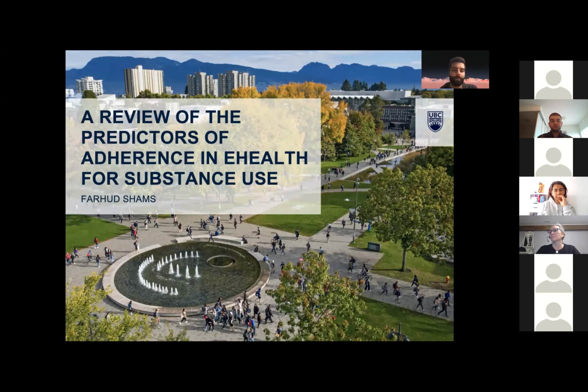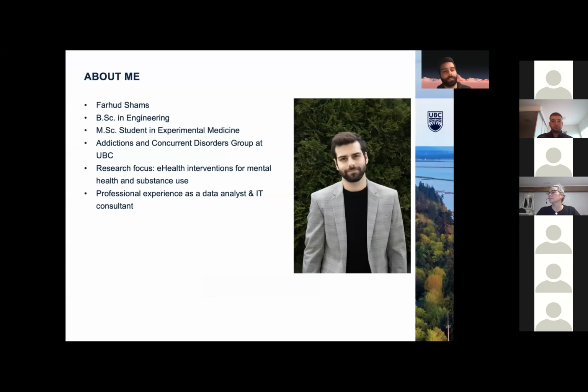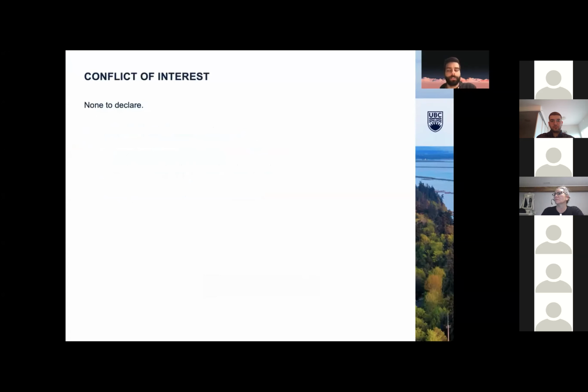But first, a little bit about me. My name's Farhud, and my background is actually in computer science. So I did my bachelor's of science and engineering in Austria, and then moved on to do my master's in experimental medicine, which I am finishing up right now with this work. I work as a graduate research assistant at the Addictions and Concurrent Disorders group at UBC with Dr. Michael Cross, and my research focus is on e-health interventions for mental health and substance use. I also work part-time as a data analyst, and I have professional experiences as an IT consultant. I have no conflicts of interest to declare.